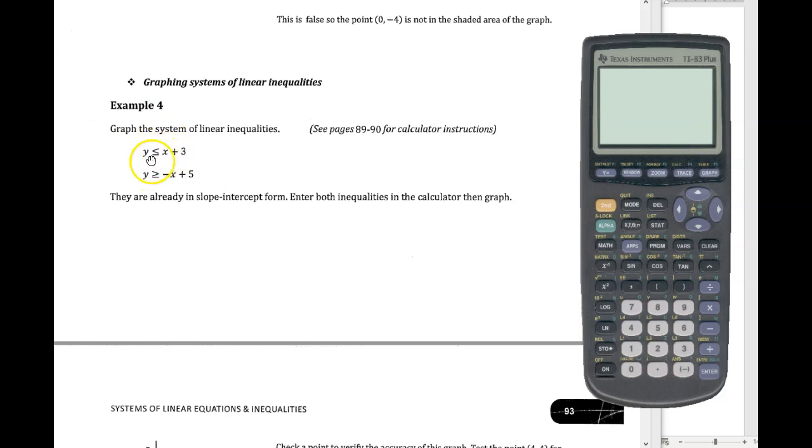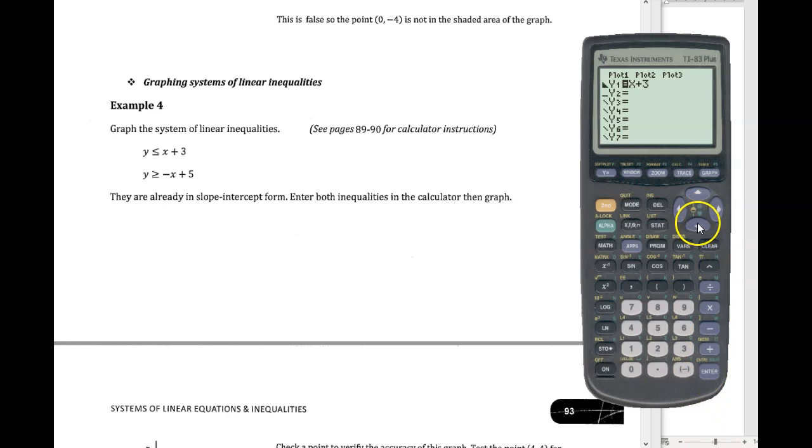So we have y is less than or equal to x plus 3, and then y is greater than or equal to negative x plus 5. So they're already in slope-intercept form, so we can enter both inequalities into the calculator. So we're going to select y equals. So let's start with the first one. So we're going to clear this, and I'm going to put x plus 3. And then y is less than or equal to, so I want to shade below the line. So there we go.